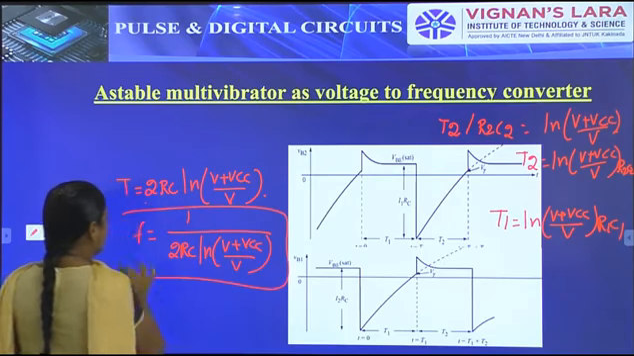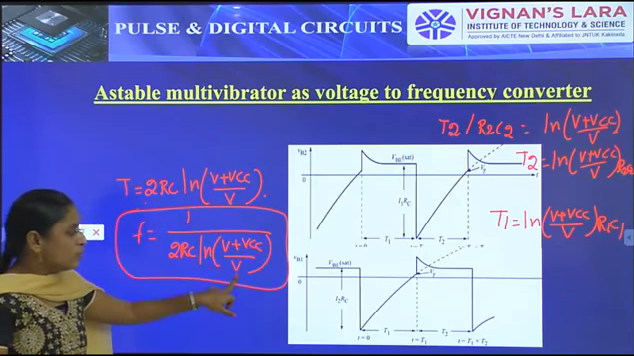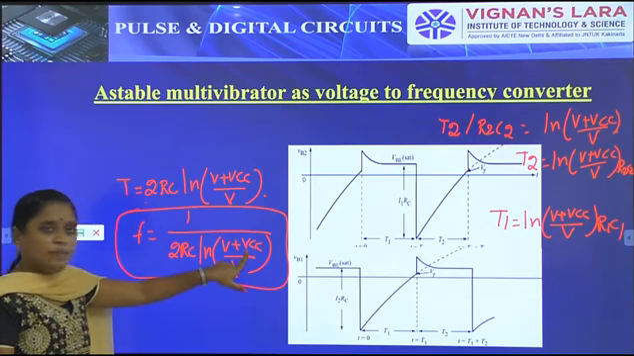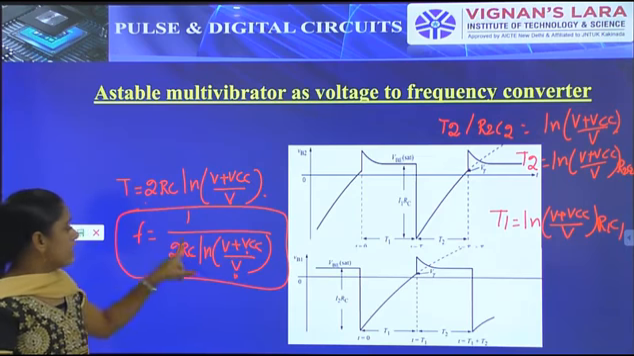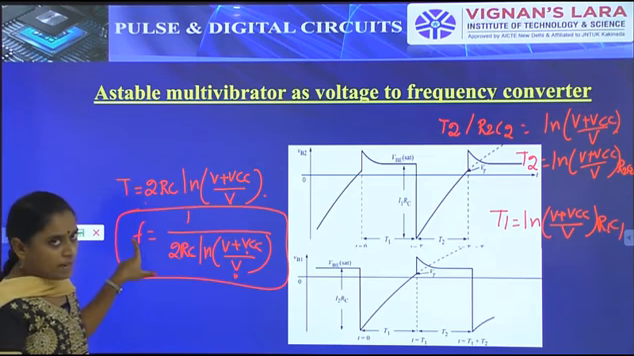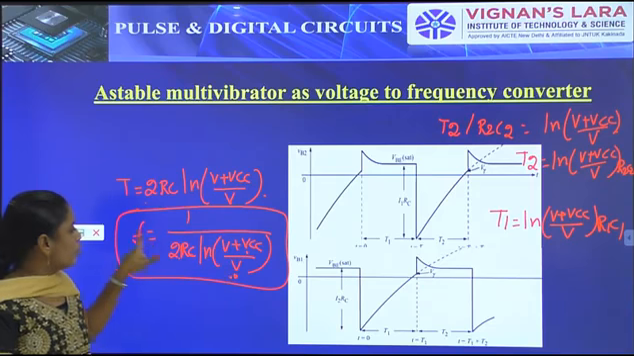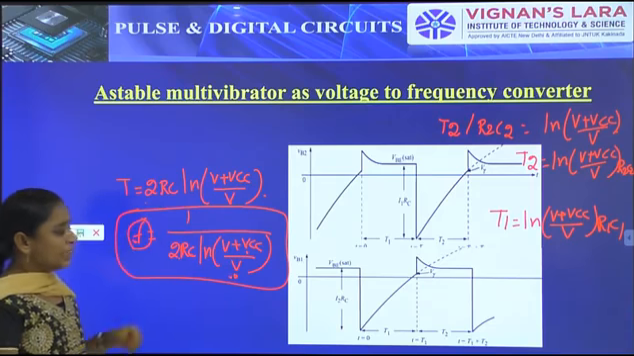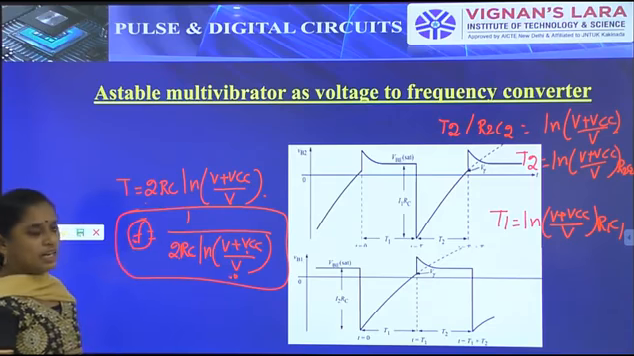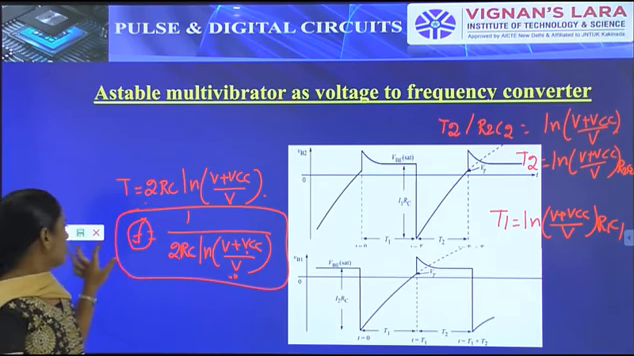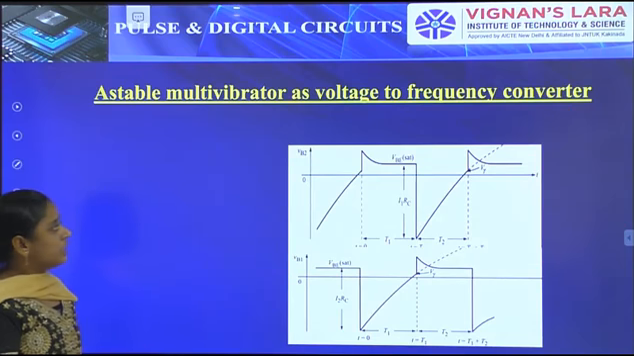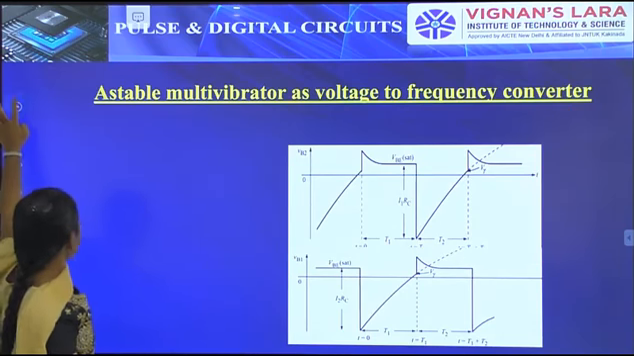Here the VCC value will be constant and the RC values will be constant. The output changes as V changes. This astable multivibrator is known as a voltage to frequency converter. So with any change of voltage at the input side, the output frequency will change. This is about the astable multivibrator as a voltage to frequency converter.